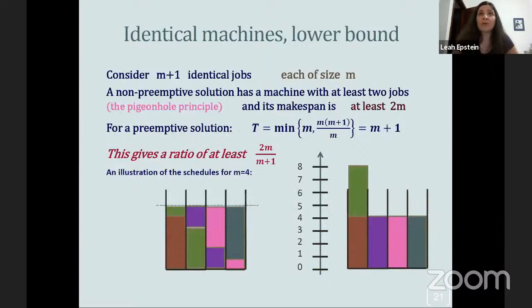Here is the lower bound for identical machines. It is very simple. It's a generalization of the one that I showed you earlier. If there are n+1 jobs in a non-preemptive schedule, 2 jobs have to be on the same machine. And in a preemptive schedule, you can apply McNaughton's algorithm. You can see it on the left-hand side of slide 21. And this is what gives you this ratio of 2m over n+1.